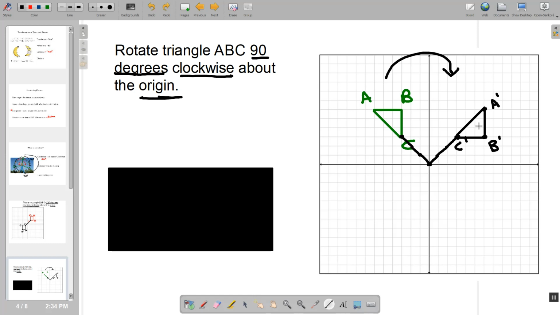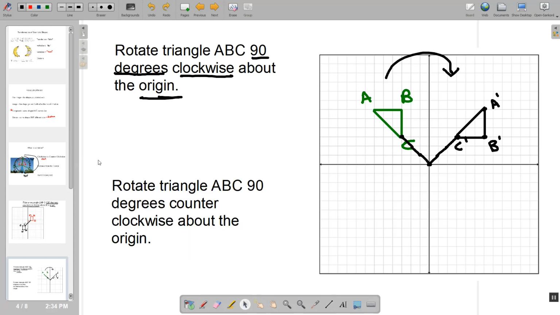And I always think triangles are pretty easy to make a mistake on because it is very easy, especially for me, to visualize in my mind how that shape turns as I'm solving it. So it's really good to physically take out a piece of paper and physically rotate the paper as you solve these problems. So let's do one more. We're going to rotate that same triangle, ABC. This time we're going to do 90 degrees counterclockwise.